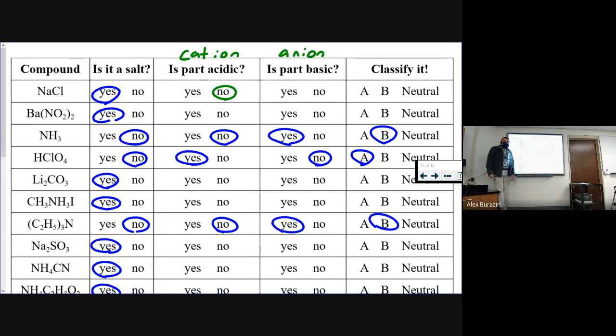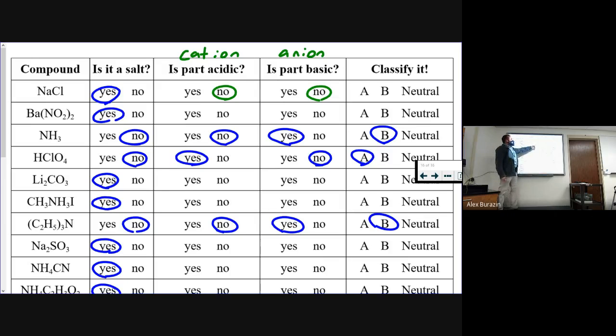Sodium is not acidic because it's the conjugate of a strong base. Is part of this salt basic? We look at the anion. Chloride came from HCl. HCl is strong, therefore the chloride ion is neutral. So, part of it is not basic either.